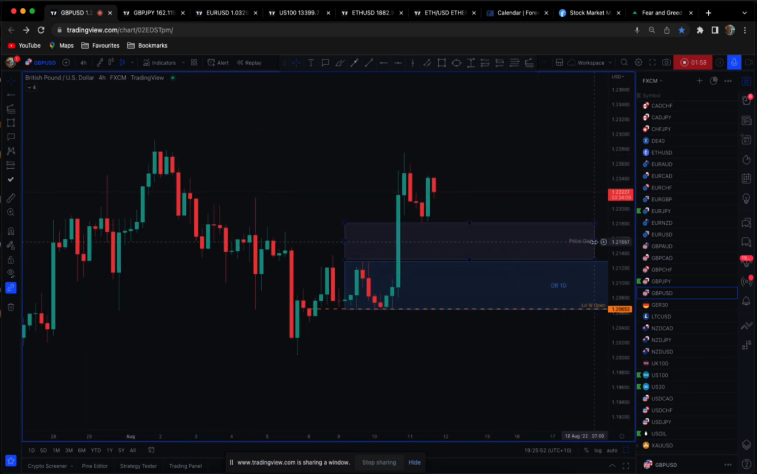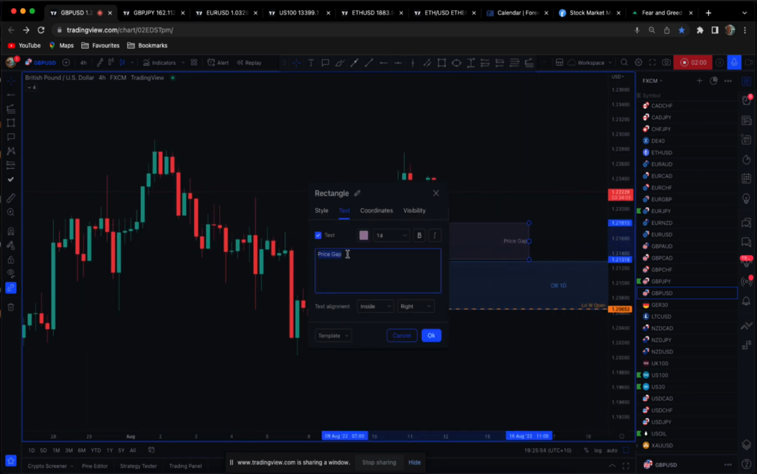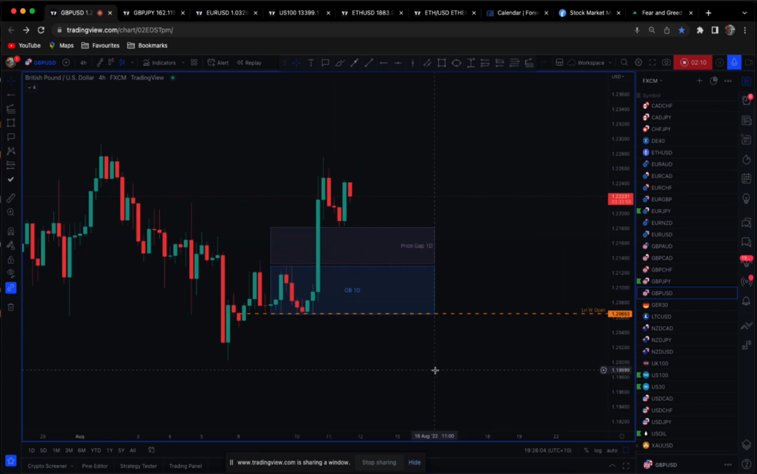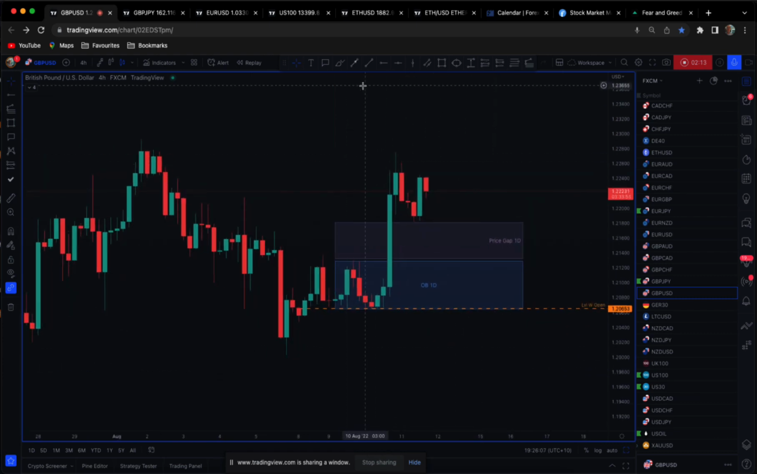So we've got our daily. I'll just mark that as a daily price gap, 1D, and we have a daily order block. Now on the 4 hour, okay, 4 hour significant price gap, this candle up through, so we'll just mark that up as a 4 hour price imbalance.